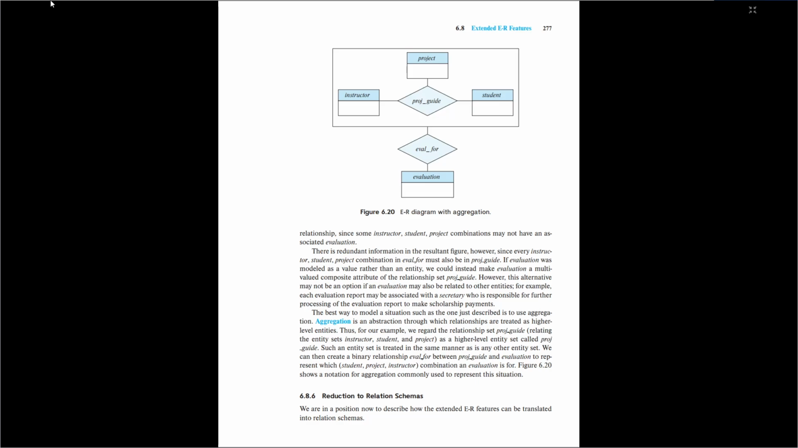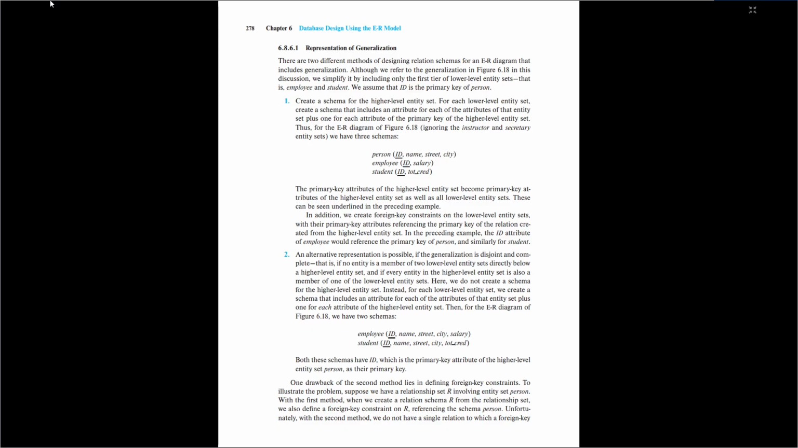6.8.6 Reduction to relation schemas. We are in a position now to describe how the extended features can be translated into relation schemas. 278 Chapter 6 Database Design Using the E-R Model. 6.8.6.1 Representation of generalization. There are two different methods of designing relation schemas for an E-R diagram that includes generalization. Although we refer to the generalization in Figure 6.18 in this discussion, we simplify it by including only the first tier of lower-level entity sets, that is, employee and student. We assume that ID is the primary key of person.